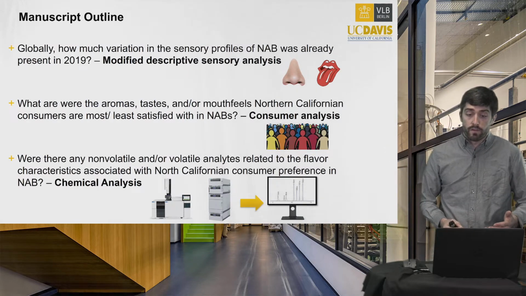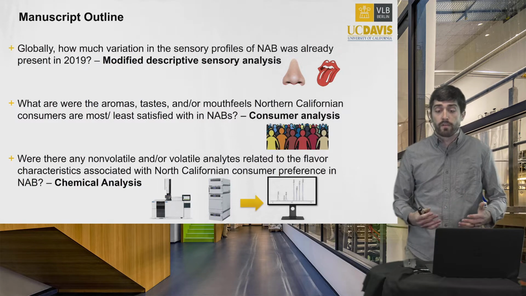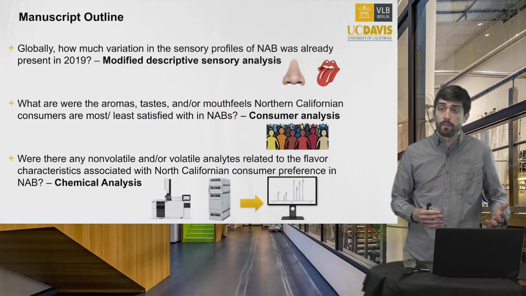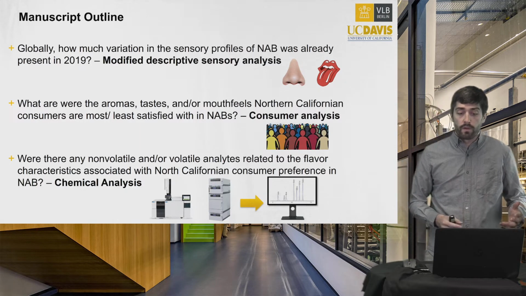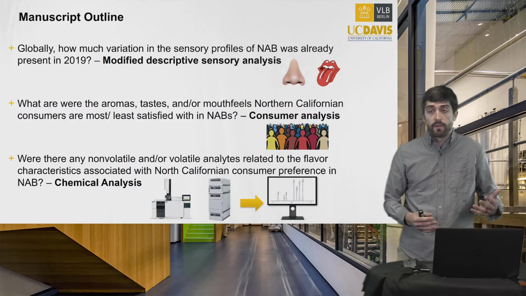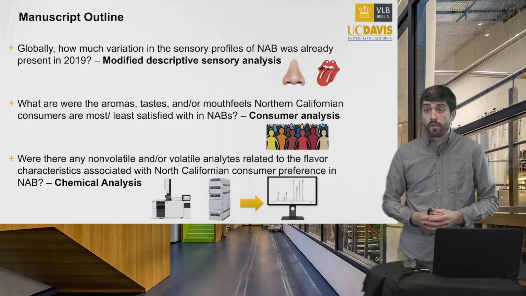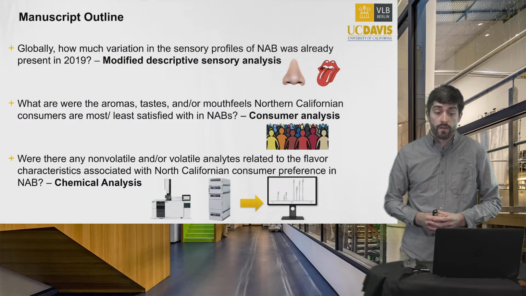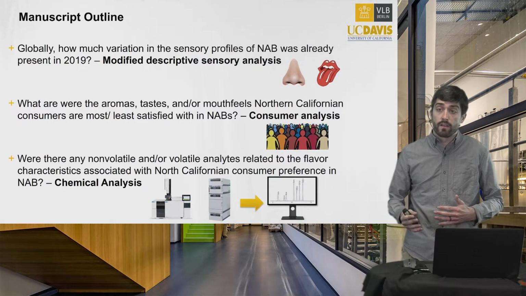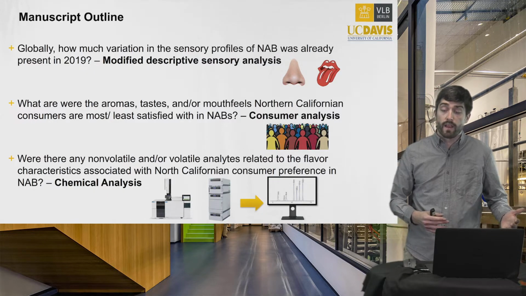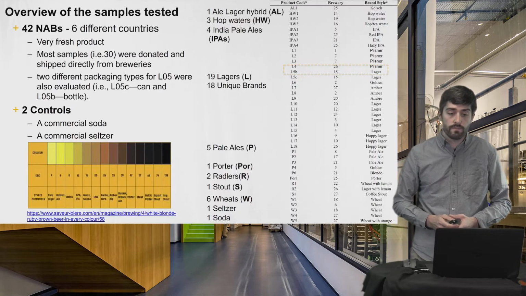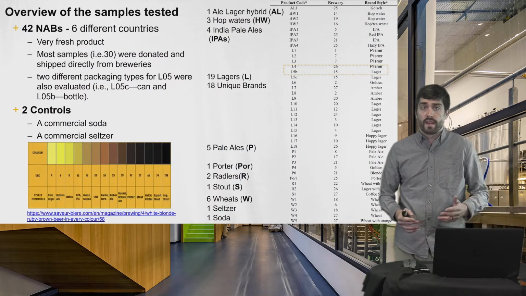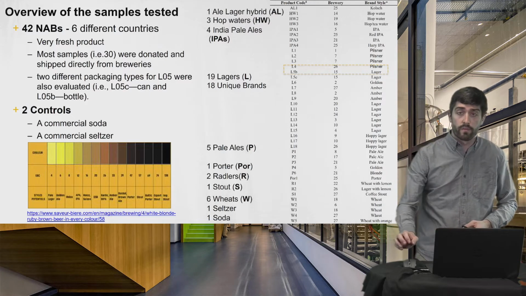The first was to use sensory analysis to see how much the NABs that were already being commercially produced varied in 2019 on the global market. Then we used consumer analysis to evaluate the preferences of American consumers towards the most diverse NABs. And then finally, we chemically deconstructed the NABs to see if any chemical factors could be related to American consumer preference. So for this study, we obtained 42 different NABs from 6 different countries.